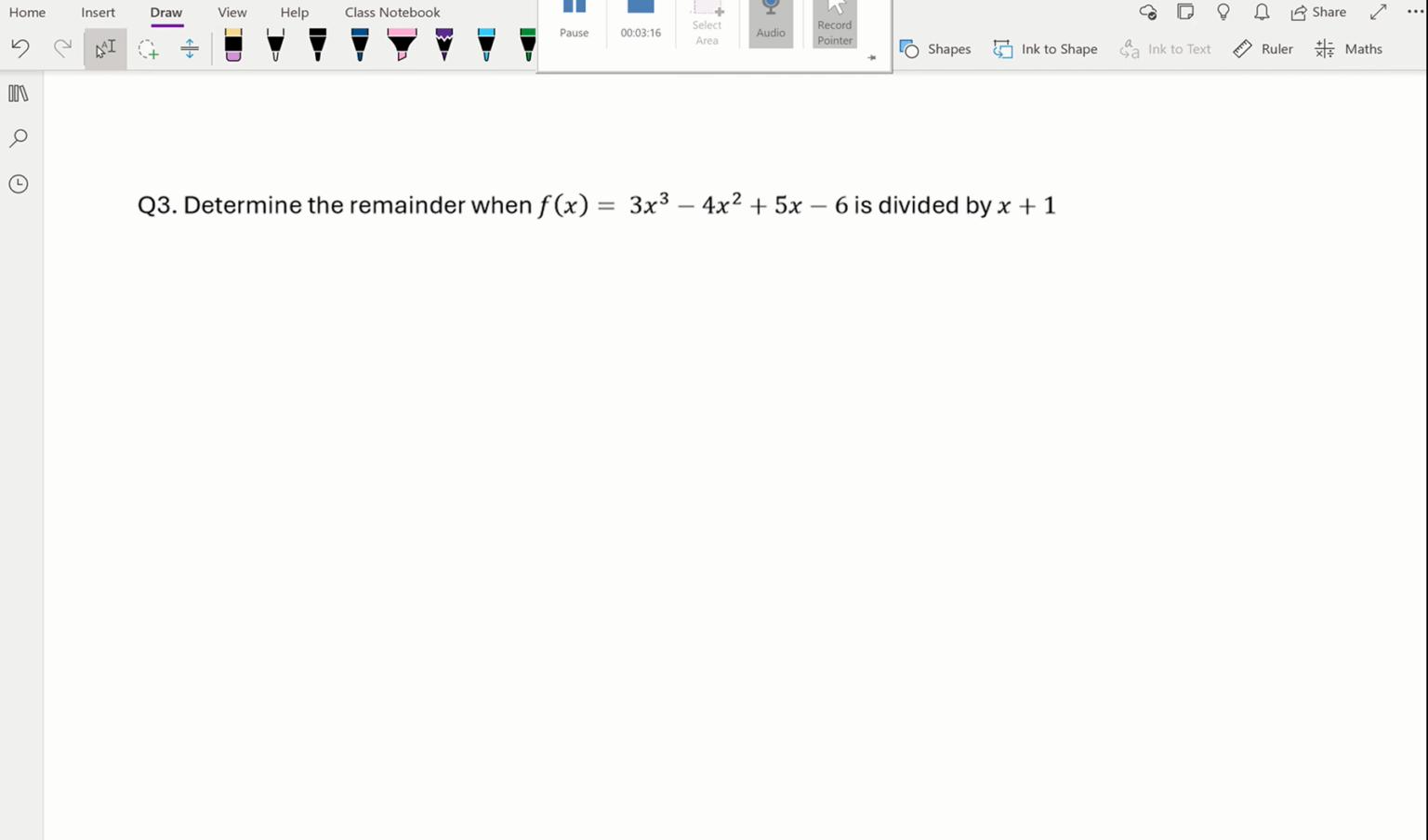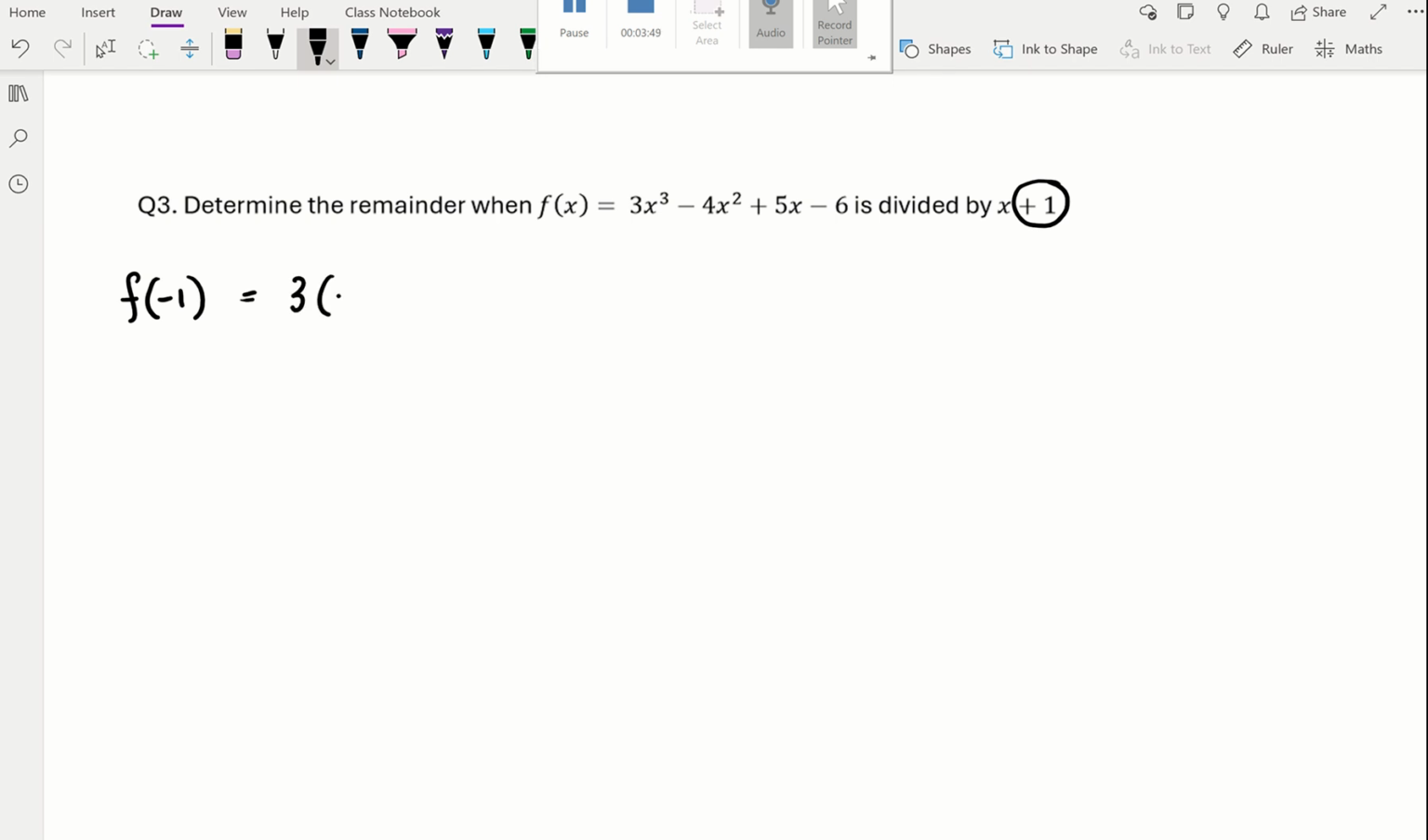Determine the remainder when the function f of x equals 3x cubed minus 4x squared plus 5x minus 6 is divided by x plus 1. Now, yes, this is divided by x plus 1, however, they don't specifically ask you to use long division, so you can still use the factor theorem. So you're going to substitute the opposite. If it says plus 1, you're going to substitute negative 1.